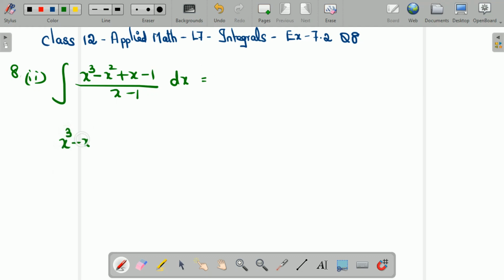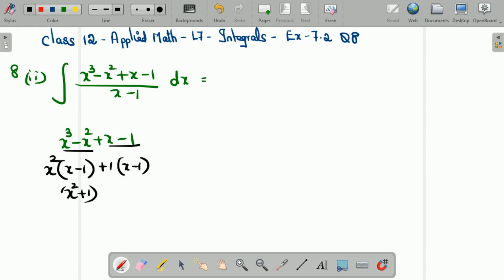So x cube minus x squared plus x minus 1. Let's see how to factorize this. I'm taking x squared from this term common, so x squared into (x minus 1). From here I'm taking plus 1 common, so it is (x minus 1). So I can rewrite this as (x squared plus 1) into (x minus 1). Now this I'm going to substitute here.